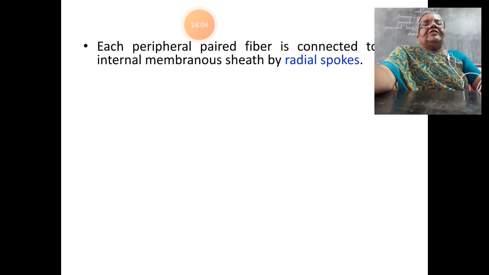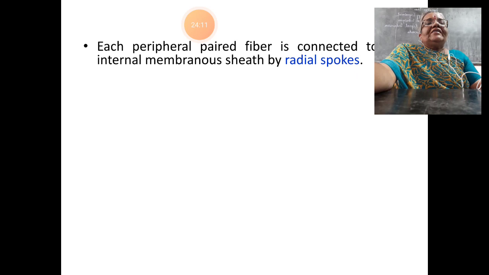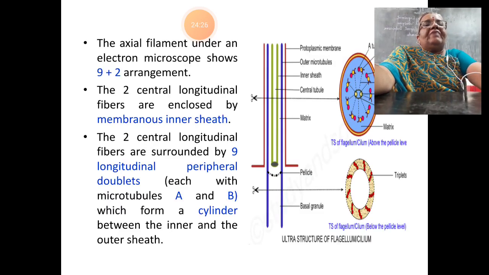Then, each peripheral pair, if you carefully observe, each peripheral paired fiber is connected to the internal membranous sheath by what are known as radial spokes. Let me come back to the previous. You can see the blue colored dots running from the doublets to the central longitudinal fibers, right? They are called radial spokes.